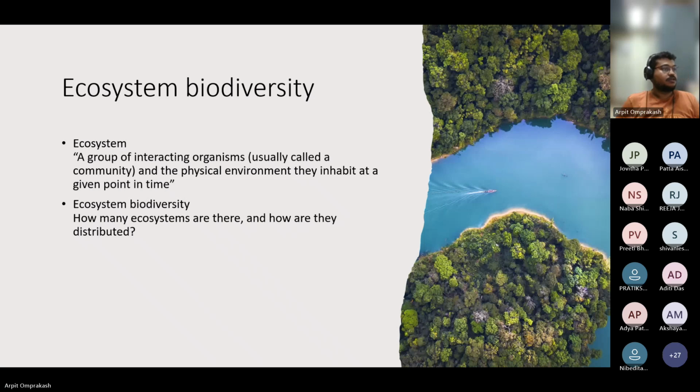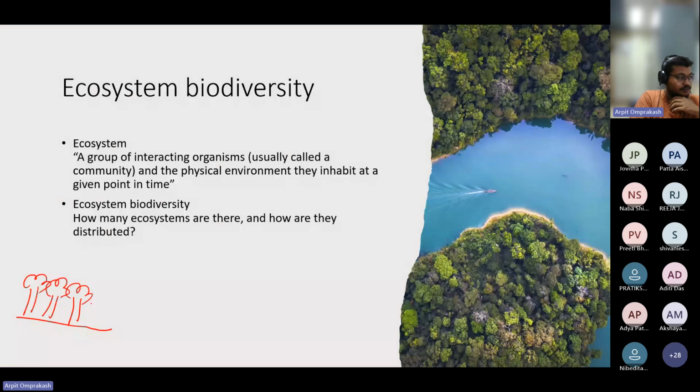Yeah. So the next level at which we can define biodiversity is ecosystem. An ecosystem is a group of interacting organisms and the physical environment that they inhabit. Ecosystem biodiversity deals with how many ecosystems there are and how they are distributed. For example, let's say you have a piece of land which only has a forest. There are multiple different trees. It's a forest.